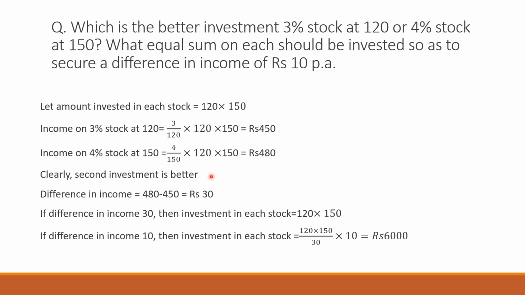Now coming to the second part of the question, what equal sum have you to invest so as to secure a difference in income of 10 rupees? Now first of all, calculate the difference here. The difference here is 30 rupees. If the difference in income is 30 rupees, then investment in each stock was this one, 120 into 150. Now the difference in income is 10, then investment in each stock, apply the unitary method, your answer is 6,000.